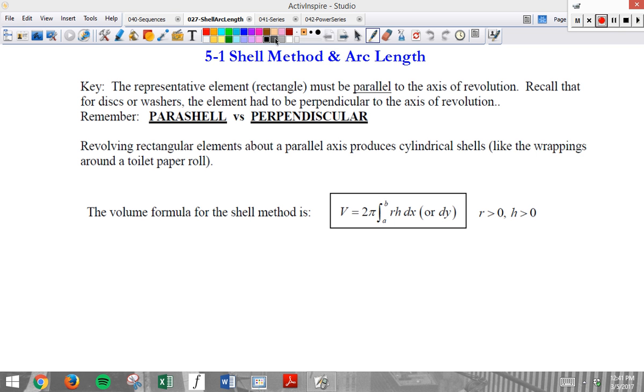So the key idea here is that for shell method, I'm going to draw my rectangles parallel to the axis of revolution. Remember, for disks and washers, the element was always perpendicular to the axis of revolution. So the way I'd talk about remembering this is parashell versus perpendicular.